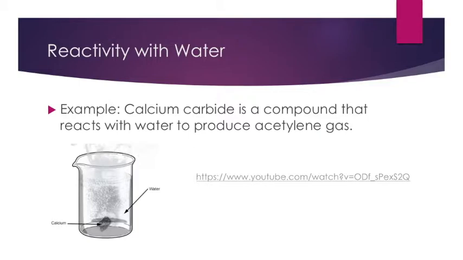You'll notice that all of the chemical properties have one thing in common, and that thing in common is reactivity. In order to determine a chemical property, we need to mix it with something to see how it reacts, and that's really what chemical properties are all about. For this example, calcium carbide is just a compound, and it reacts with water to produce this type of gas.